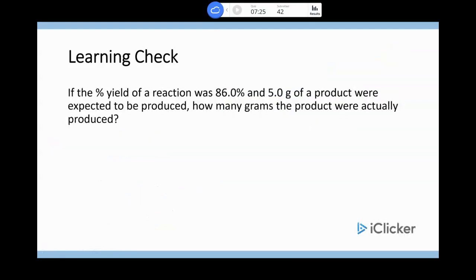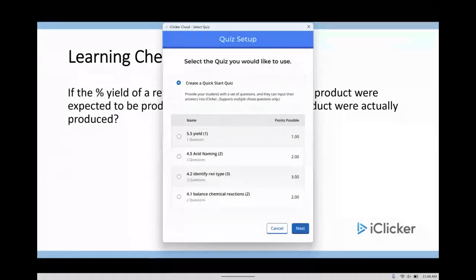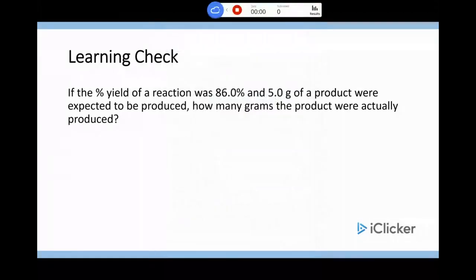Let's go ahead and do this question. So here is another iClicker percent yield question. Someone does a reaction, and the percent yield is 86%. 5 grams were expected to be produced. The question is, how many grams were actually produced? So 5 grams is the theoretical yield, and you're looking for the actual yield.